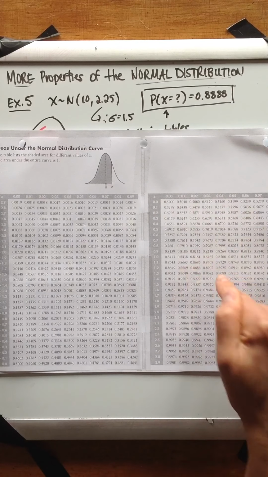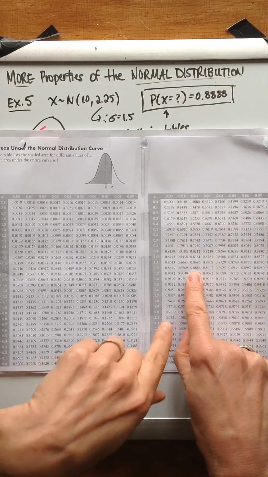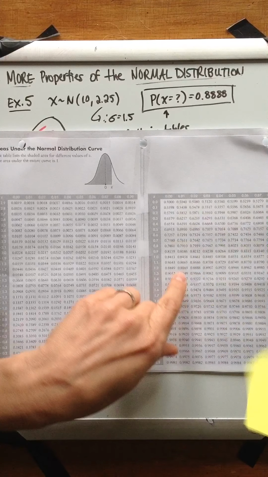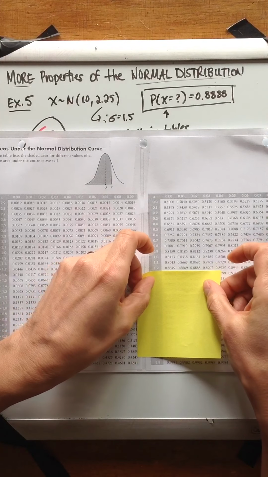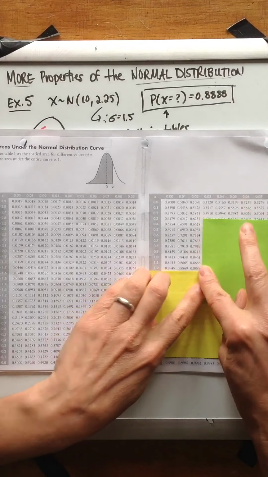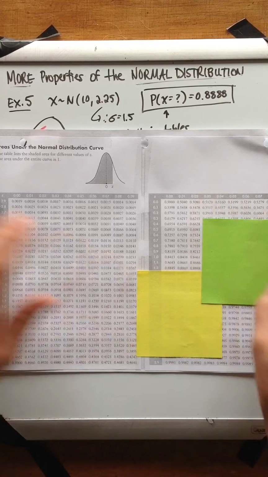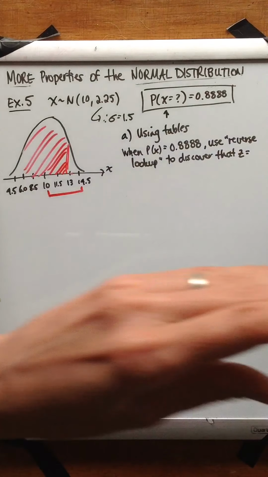So we're going to skim and scan and read this like a book, because you'll notice that the values are increasing as you read it line by line, until we discover, bam, 0.8888 right here. So I'm going to use my sticky notes to help me read the Z value off of that. And I read the Z value as being 1.22. So we can put that in right here.